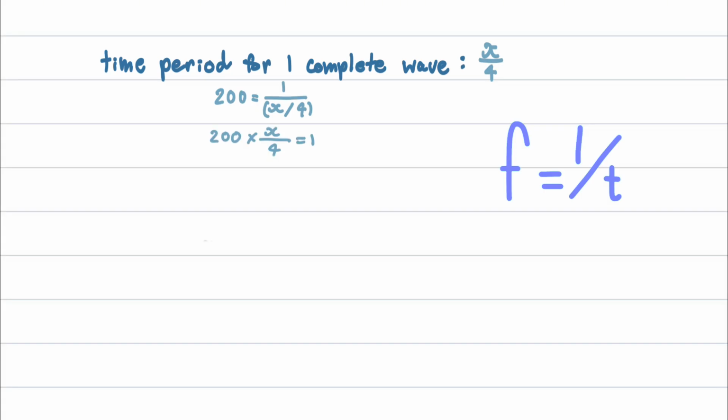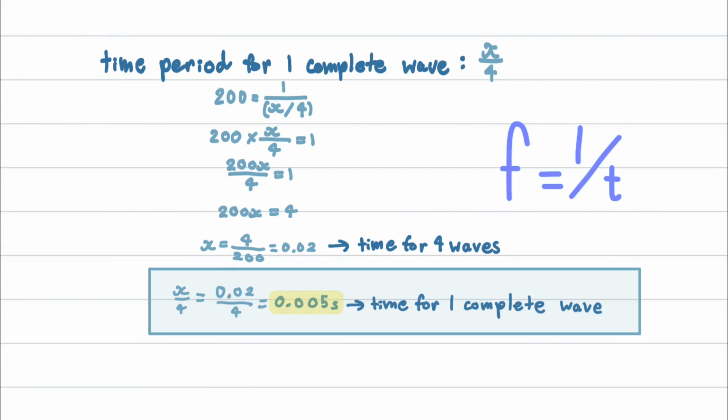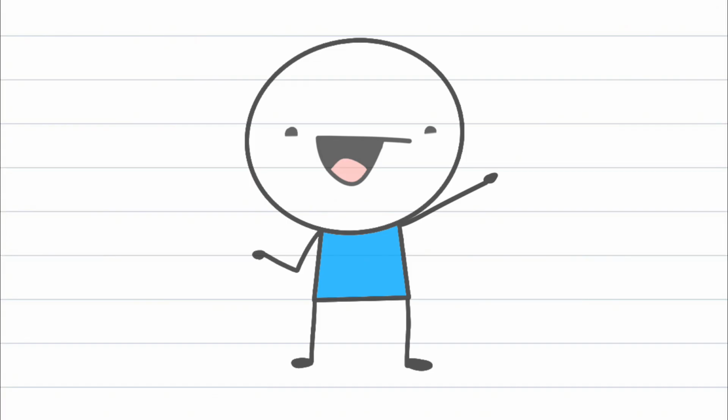Let's put X on its own. First, times both sides by X over 4. So now it would become 200X divided by 4 equals 1. Times both sides by 4, 200X equals 4. Divide both sides by 200, so you get X equals 4 over 200, or 0.02. We are not done now, since X is the time taken for 4 oscillations, but we want only 1. So we divide the X value by 4, and we get the answer of 0.02 divided by 4 equals 0.005 seconds.